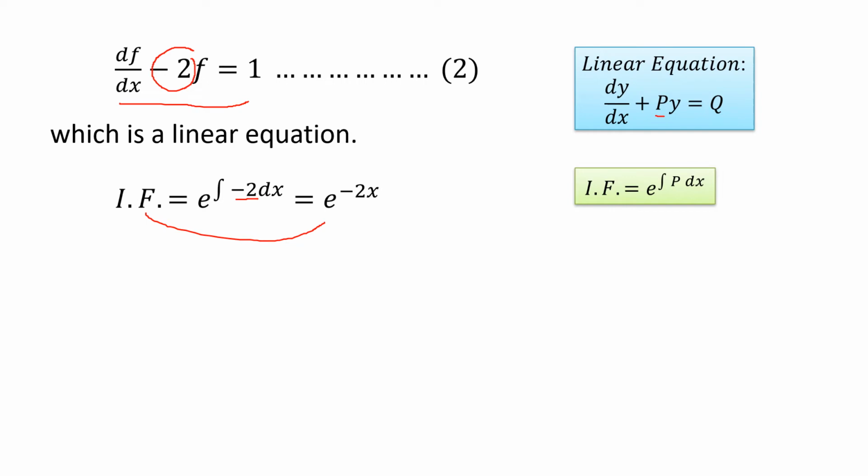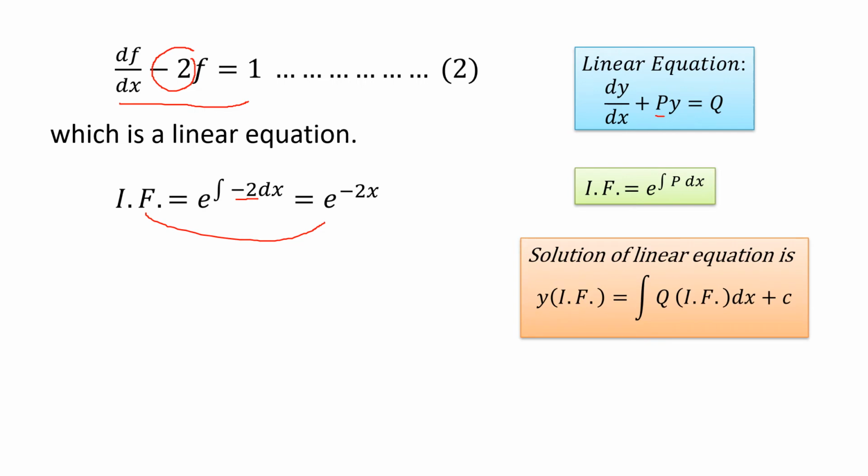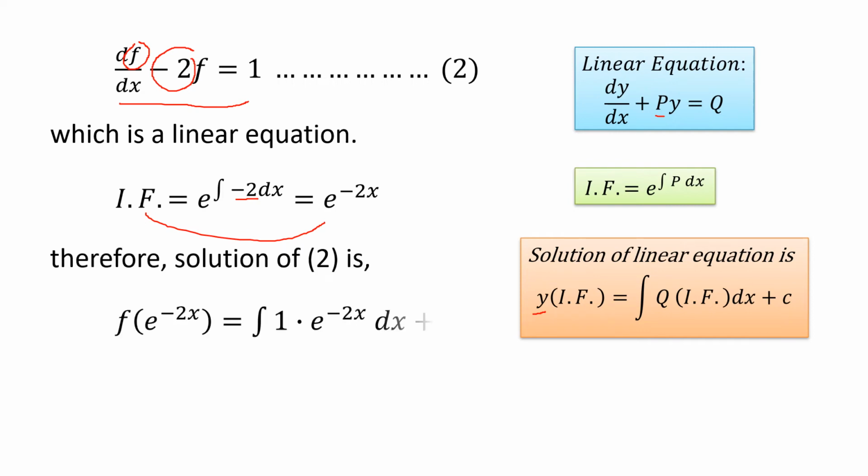So after finding the integrating factor, what is the solution of the linear equation? It is given by y into integrating factor is equal to integral of q into integrating factor into dx plus c. Now observe carefully, here y is the dependent variable and x is the independent variable. Therefore here instead of y we have f. Therefore the solution becomes f into integrating factor.